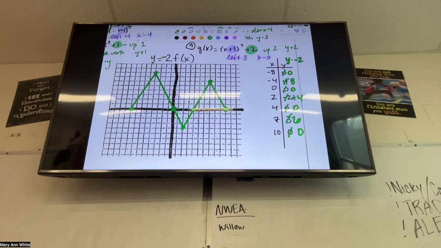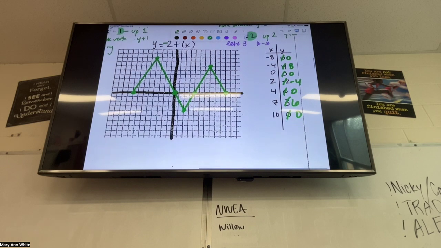And if it was -2 in the x, like -2x? If it was f of -2x, that means I'm shrinking and flipping horizontally. So I'm going to take all my x's and we're going to divide them by -2. You do the opposite sign inside the parentheses, you do the normal sign outside the parentheses.